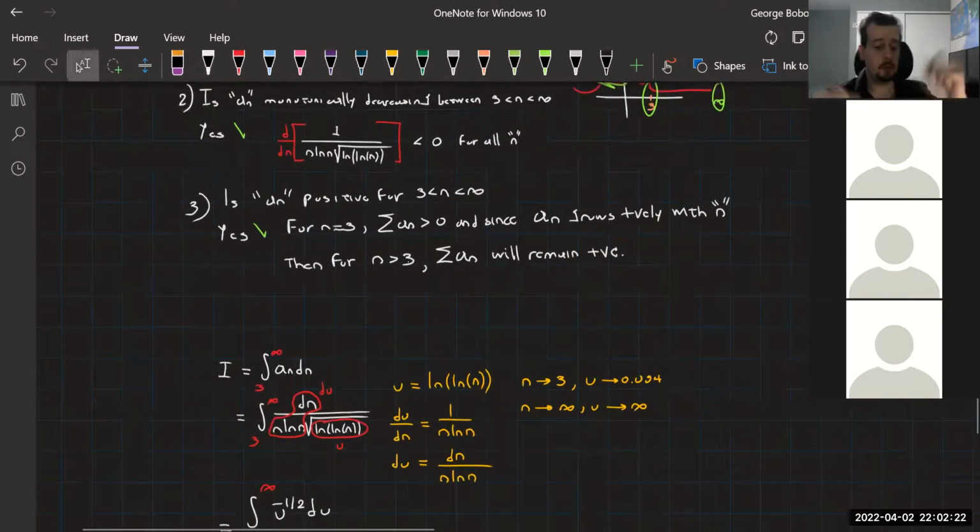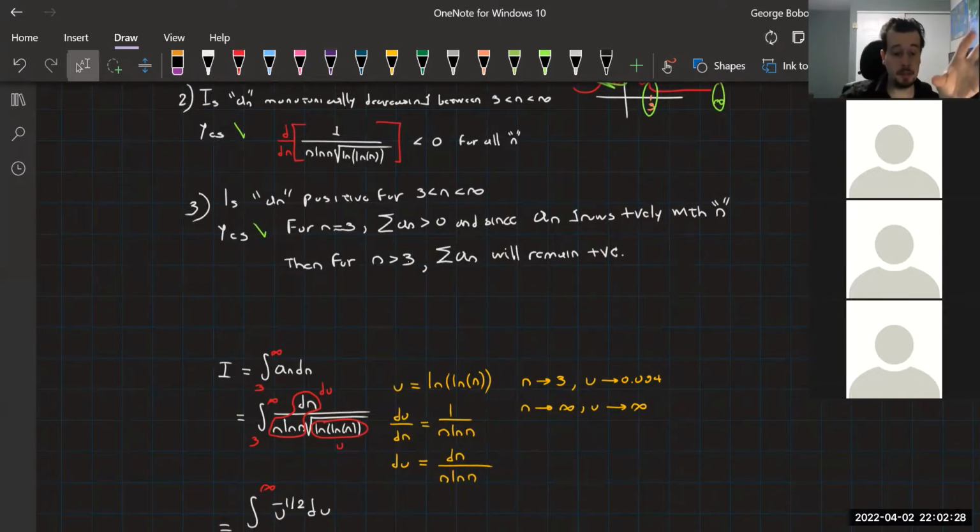That's the reasoning. If you're wondering what the reasoning is when you're reading this later on, that's the reasoning. So we checked the lowest n again. We saw that it produces a positive term. And then since the function itself, the a_n, grows positively, the terms grow positively with n, there's no way to produce a negative term after n equals 3. It's impossible.